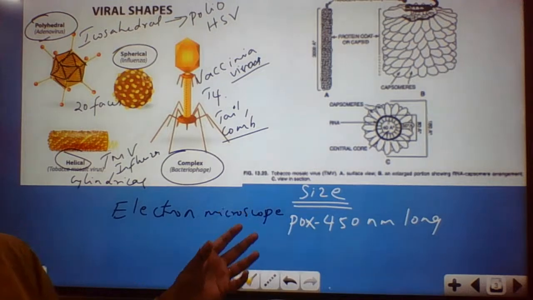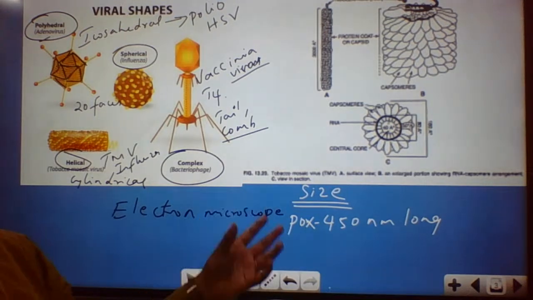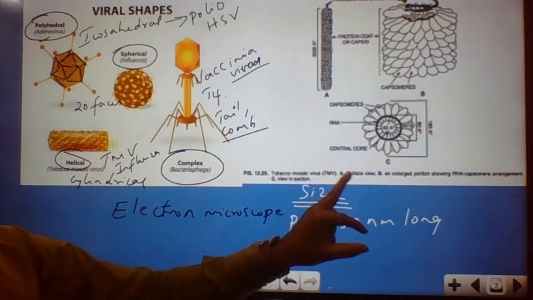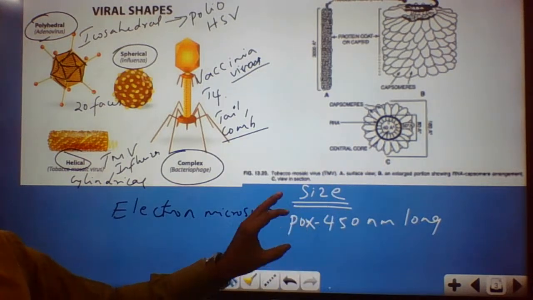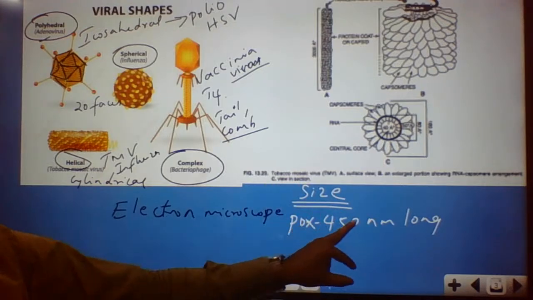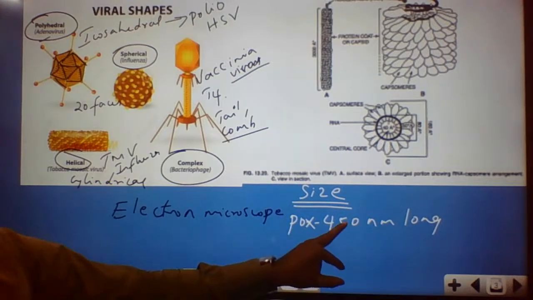But this size is similar to that of bacteria. For example, take mycoplasma, rickettsia, and chlamydia. These are the smallest bacteria. So this size is equivalent to that of the smallest bacteria. The largest virus itself is equivalent to the smallest bacteria. The poxvirus is 450 nanometers long.